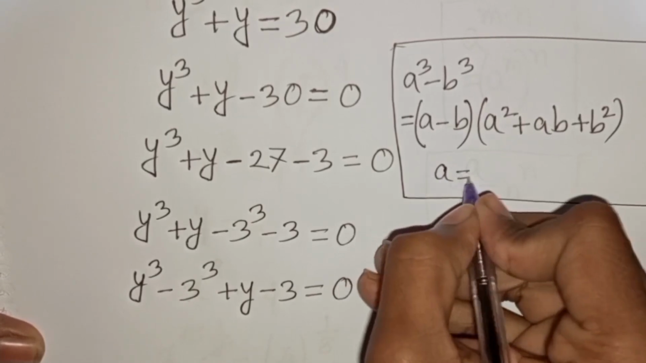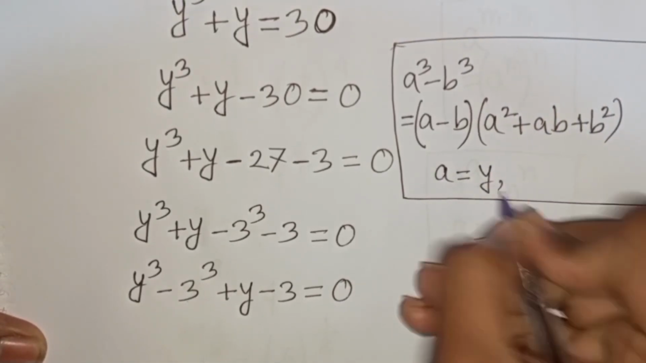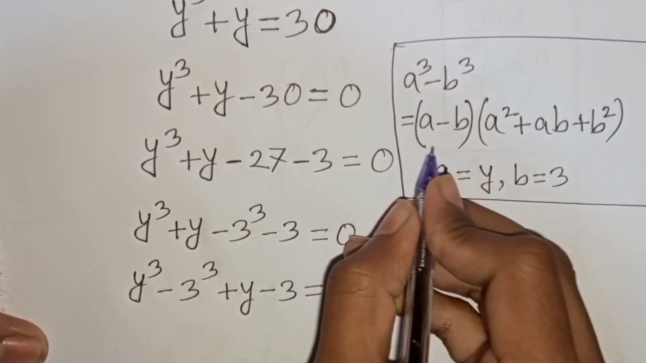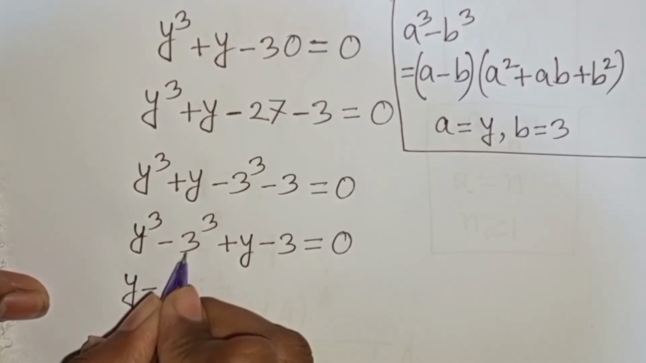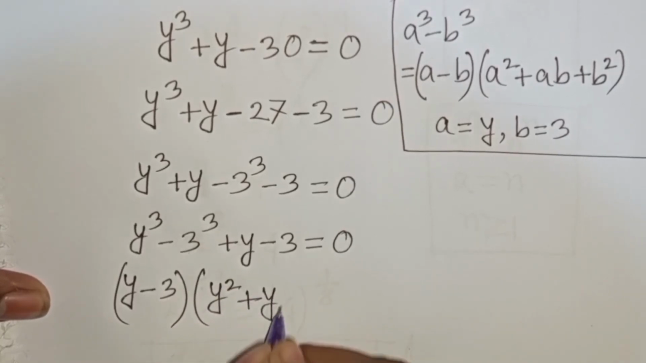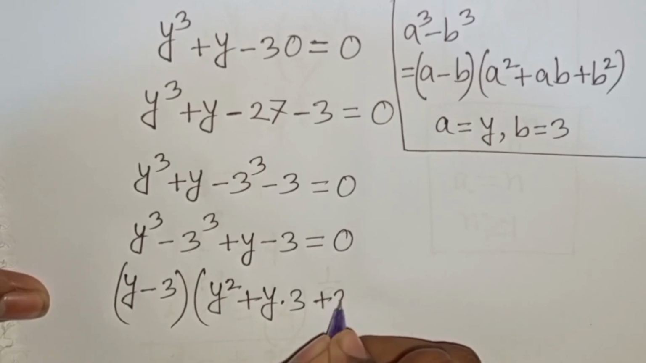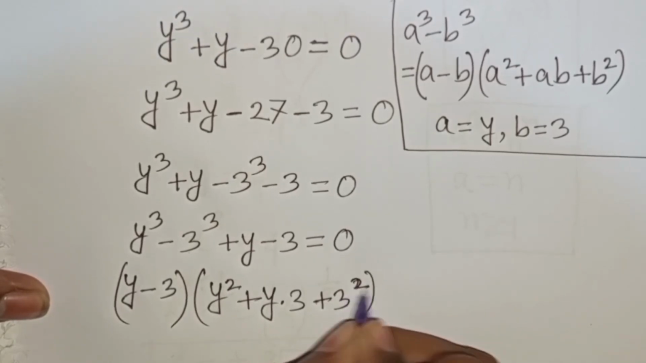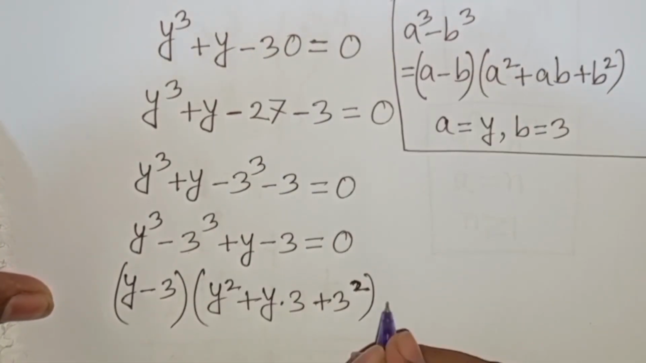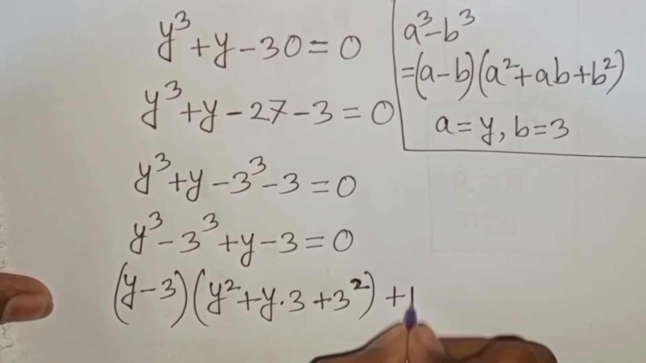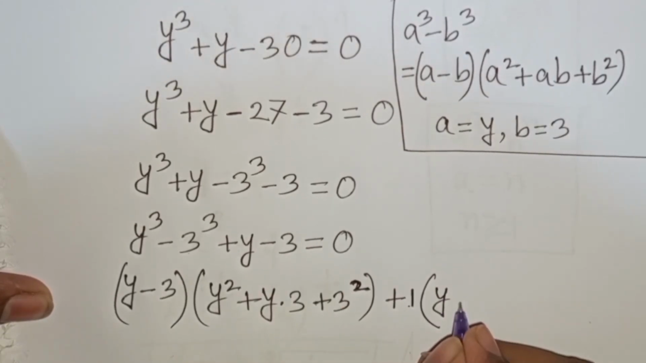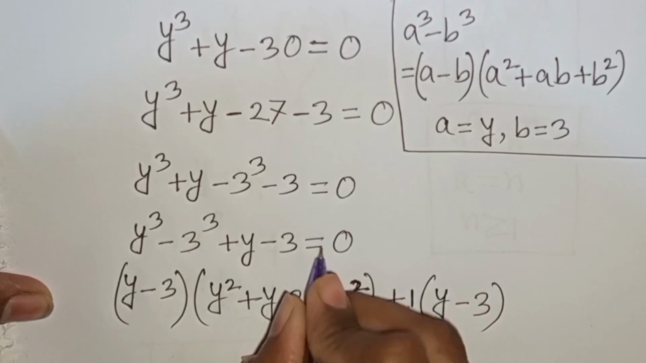Here a will be equal to y, then b will be equal to 3. So according to this formula I can write here y minus 3 times y square plus y times 3 plus 3 square. That means this is the formula of a cube minus b cube. Then plus, here plus 1 is common, so plus 1 is out of the bracket, so this divided by this, that means it will be y minus 3 divided by plus 1, that means it will be minus 3, then bracket close is equal to 0.